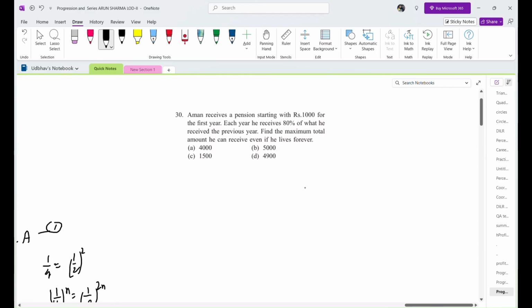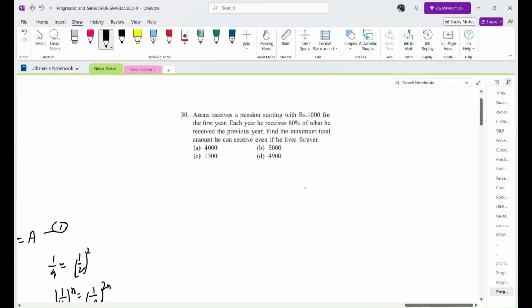Next question. A man receives a pension starting with rupees 1000 for the first year. Each year he receives 80% of what he received the previous year. Find the maximum total amount he can receive even if he lives forever. Oh, it's Aman, not a man. Aman receives the pension starting with 1000.